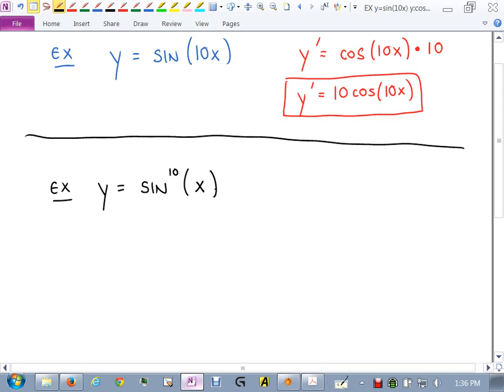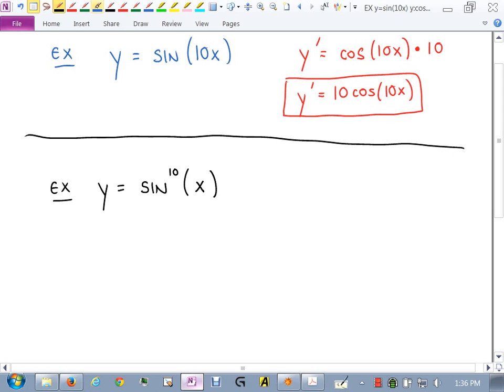This is not a product rule. This is not a quotient rule, right? There's no product there. I mean, I guess you could say it's sine times sine times sine, ten times, but I wouldn't want to touch that. So, do you see it's a function inside of a function?